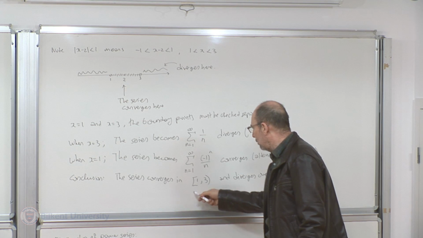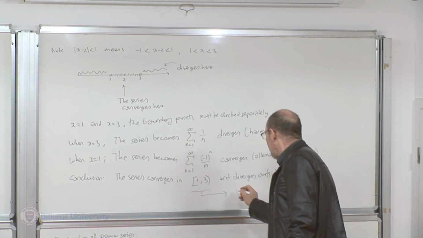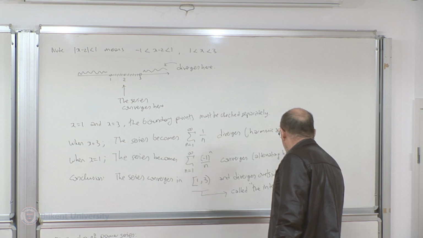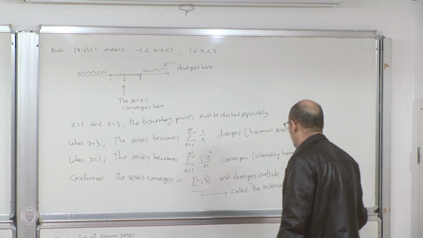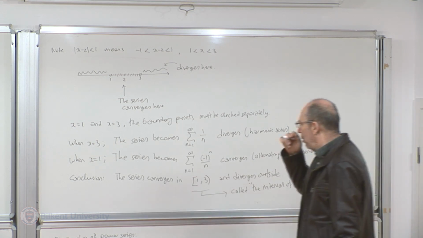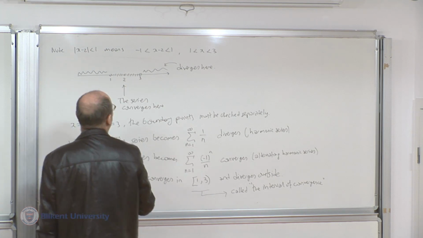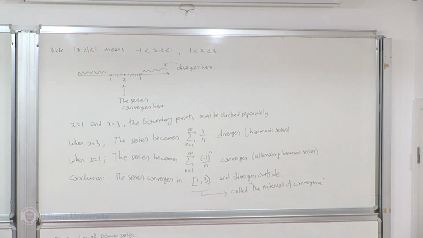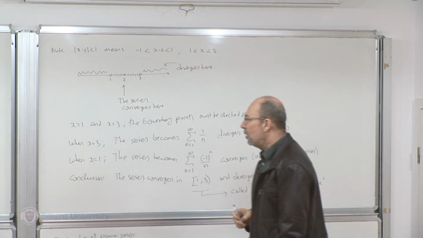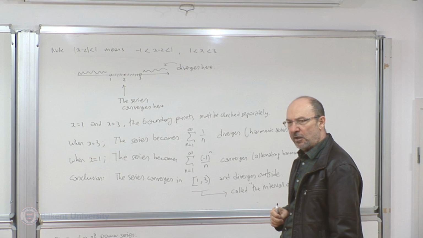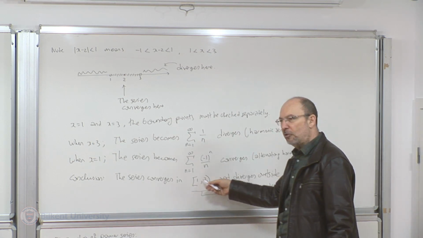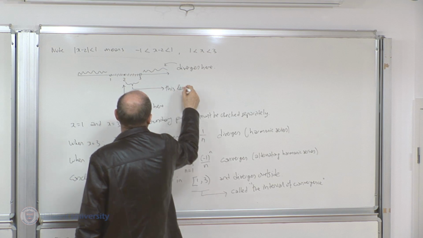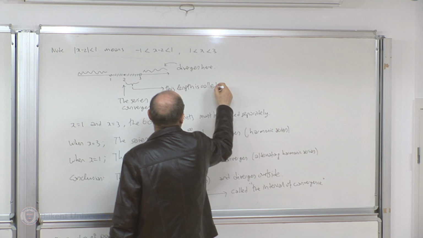Okay, this is called the interval of convergence. So you see that it is symmetric around the center point. This point is the center. And the interval is symmetric around the center, except possibly at the endpoints. In this case, this endpoint is included. This is not included. This length is called the radius of convergence.